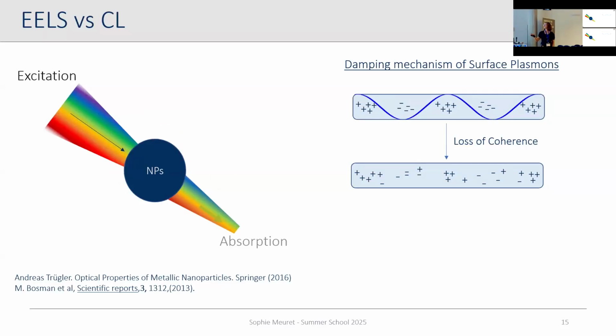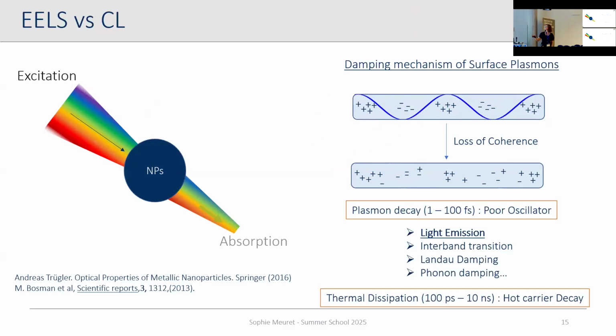Of course, what happened is that at some point it lost coherence. You are launching an electromagnetic wave within your nanoparticle, so at some point it loses some coherence. And how does it lose coherence? Well, it's only a few electrons that go out and suddenly it's a mess. And it happens on a very small time scale, between 1 and 100 femtoseconds. This is what we call a really poor oscillator, right? It doesn't keep the excitation very long.